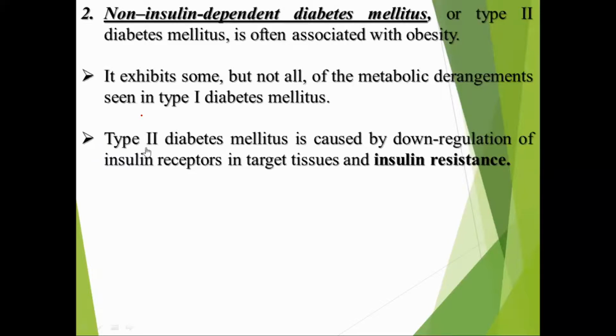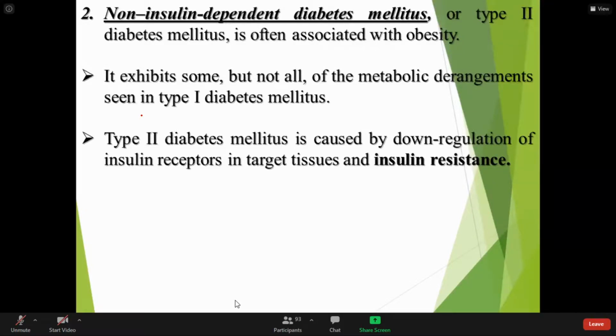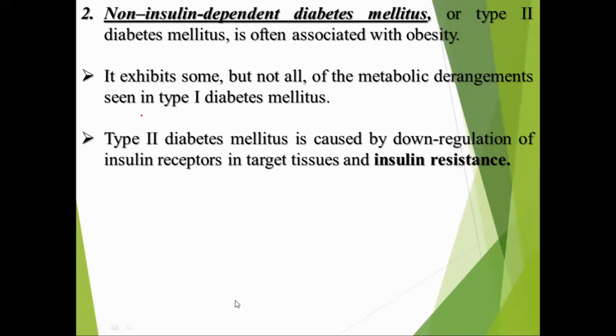Anyone would like to answer? Why not all? We said it exhibits some of those metabolic derangements seen in type 1 diabetes mellitus, but not all of them. Why? Because there is relative deficiency of insulin, not complete deficiency. Yes. And in the previous case, there was problem with secretion. In this case, there is problem with the resistance on the target tissues.